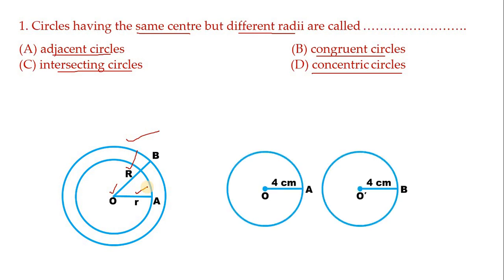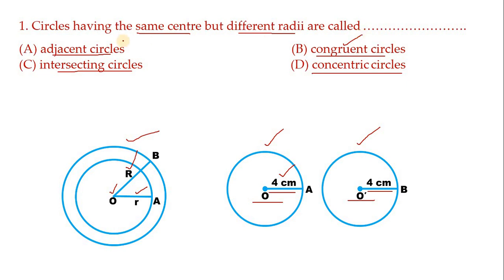Let me take another figure. Look here. We have 2 different circles here. Their radii are the same. It is 4 cm and it is also 4 cm. But their centers are different. Here its center is O and here its center is O dash. Hence, these kinds of circles are called congruent circles.